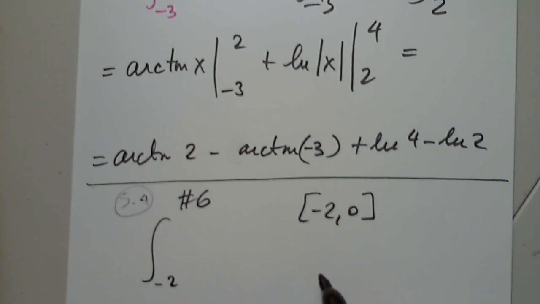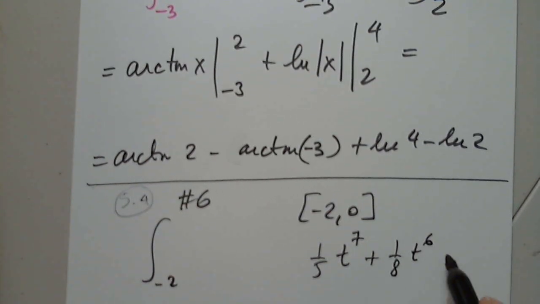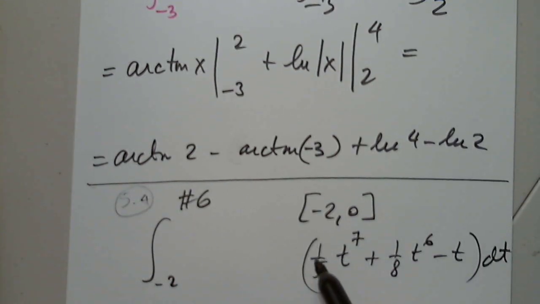And then in parentheses, 1/5 t to the power of 7 plus 1/8 t to the power of 6 minus t, dt. But this is not the net change theorem. This is just an integral, but that's fine. Just do that then. No worries.